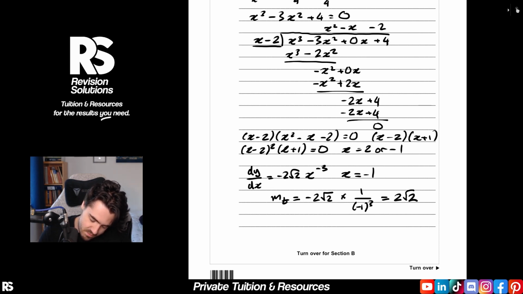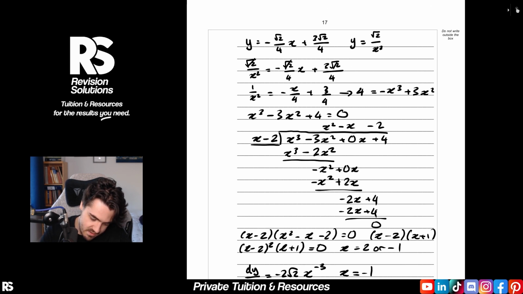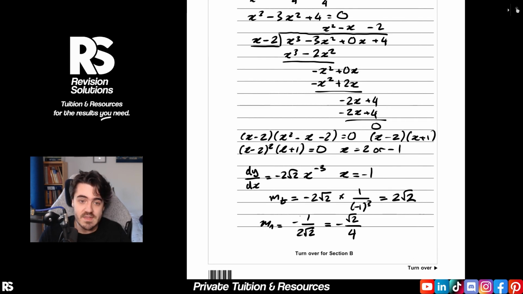And then the gradient that we're expecting to get for the normal then would be minus 1 over 2 root 2, which we could rationalize the denominator. If we multiply the top and bottom by root 2, we would get minus root 2 over root 2 times 2 would be 2, times that by 2 again would give us 4. So minus root 2 over 4, which was the same gradient as our tangent from before. So we've proven that that tangent is also a normal at another point on the curve.